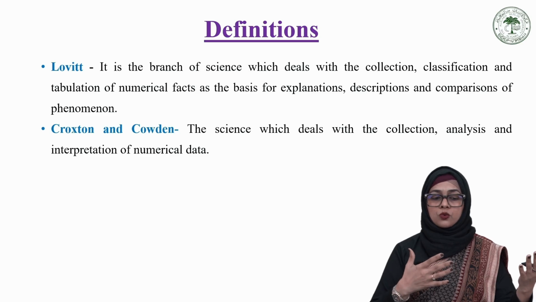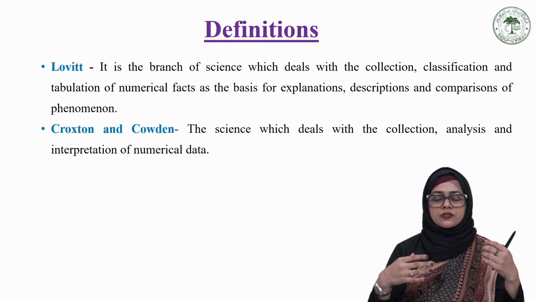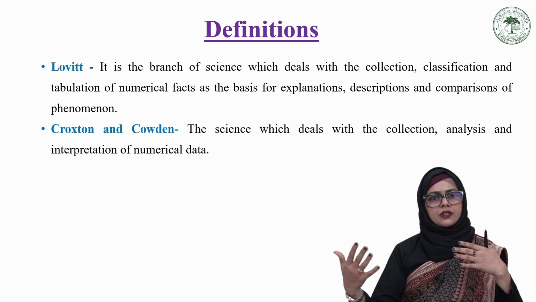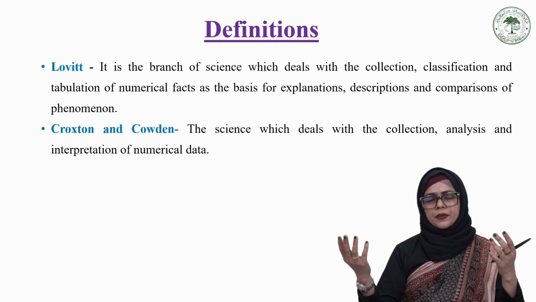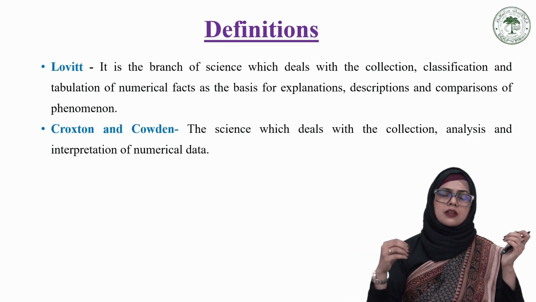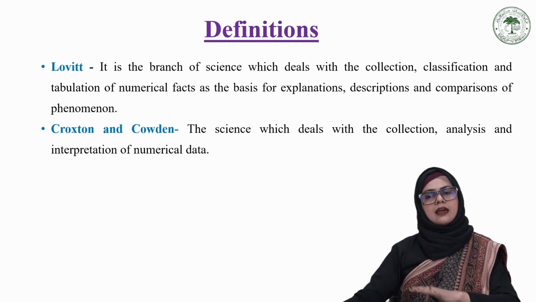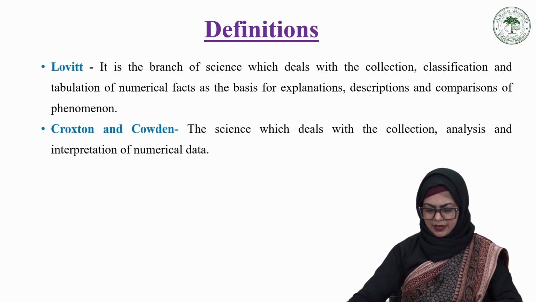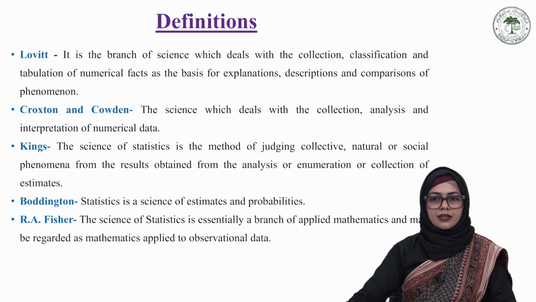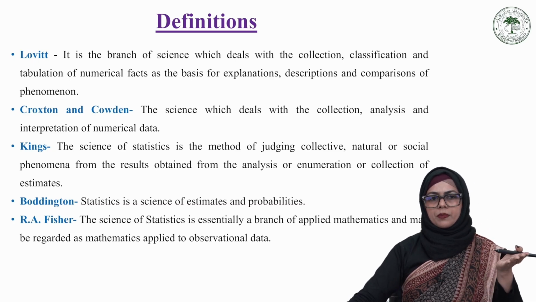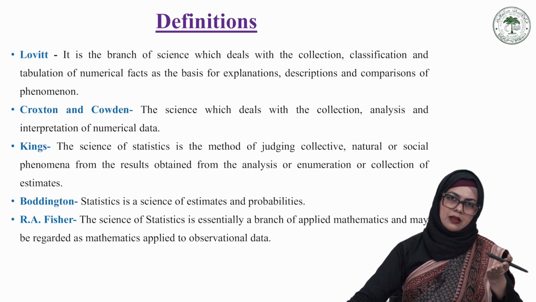So we have Lovett, who talks about statistics as the branch of science which basically deals with collection, classification and tabulations and so on. Then we have Croxton and Cowden, who also talk about the same thing. They're also talking about collection, analysis, interpretation of numerical data. Then we have King's, who talks about the science of statistics as the method of judging and collecting natural or social science phenomena from the result obtained from the analysis.